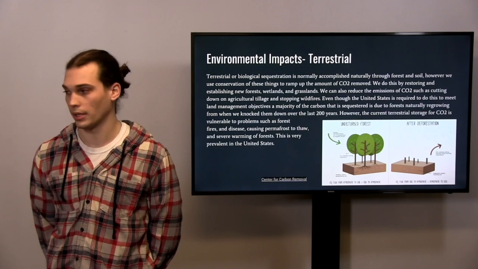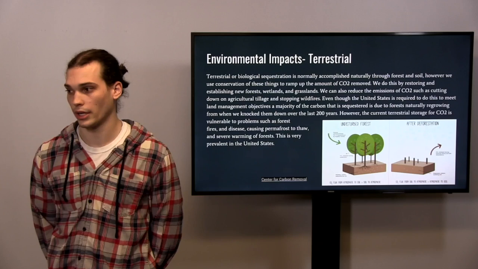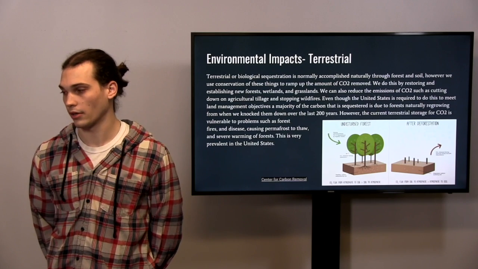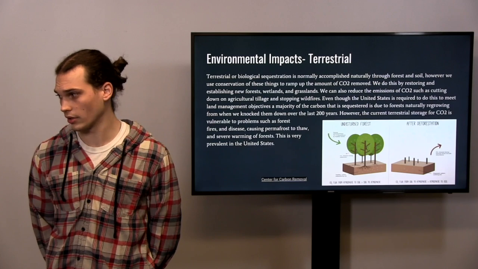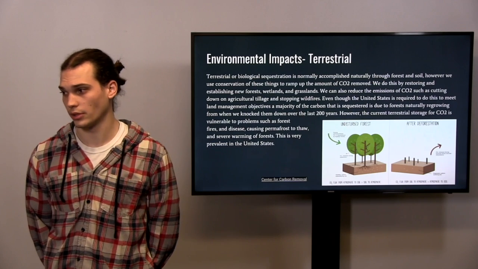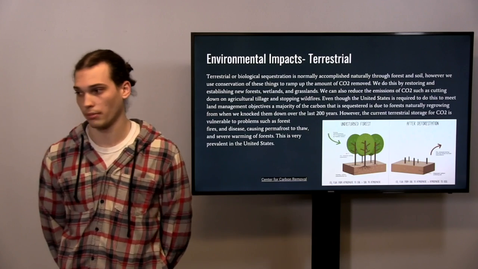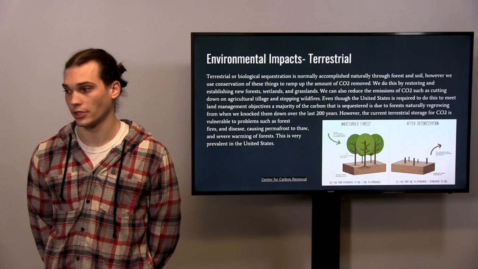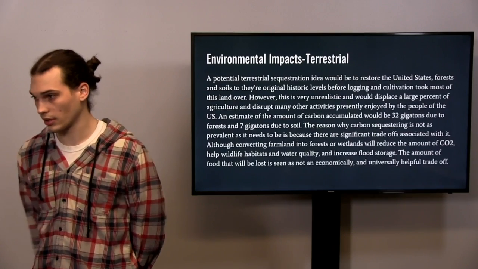A majority of the carbon that is sequestered is due to forests naturally regrowing from when we knocked them down over 200 years ago. However, the current terrestrial storage for CO2 is vulnerable to problems such as forest fires and disease, causing permafrost to thaw and severe warming of the forests. This is very prevalent in the United States.